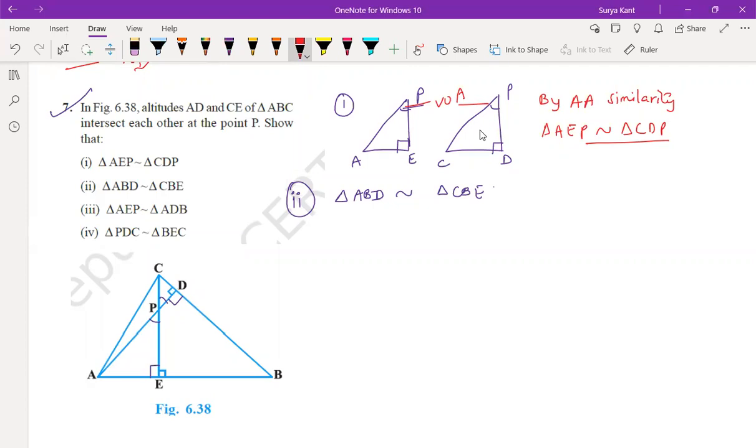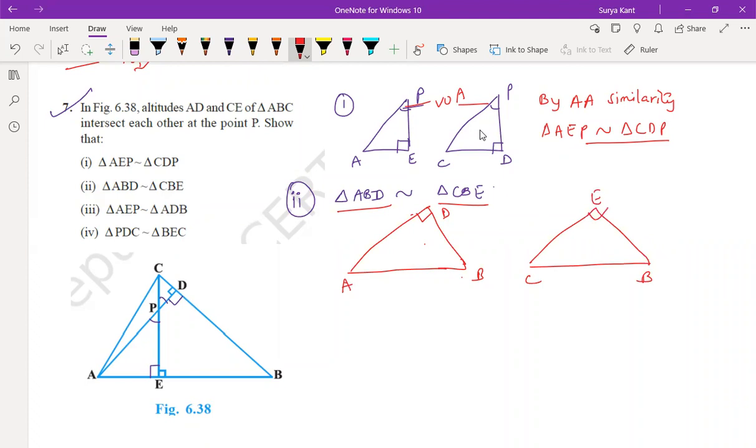The diagram is below there, right? Figure 6.38. Yeah, from there only. I'm just drawing the diagram. ABD, I'm drawing this one. This is 90 degrees over here. And we should copy the same diagram here, the same thing, and write CBE. And E is also 90 degrees, right? Now next you tell.